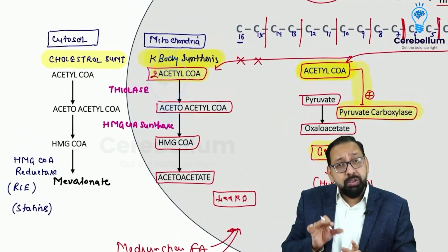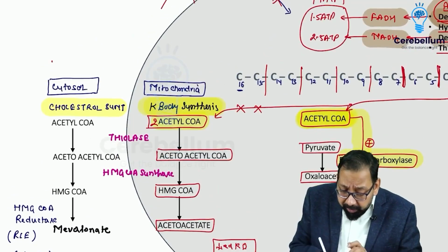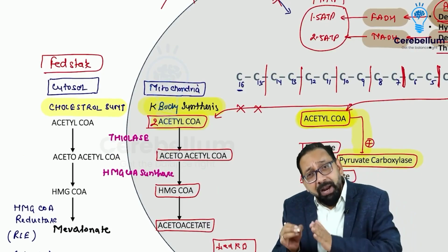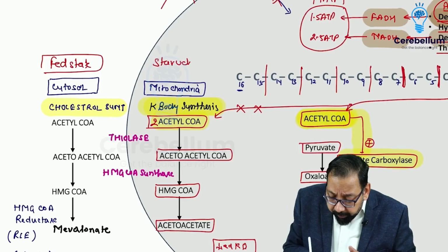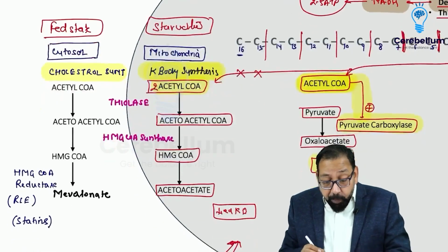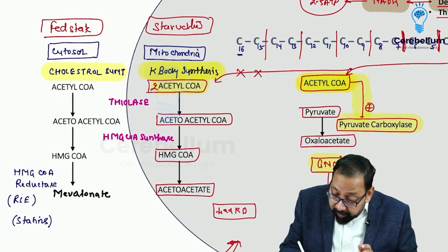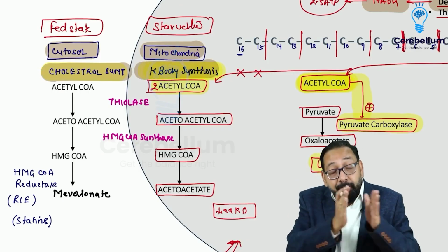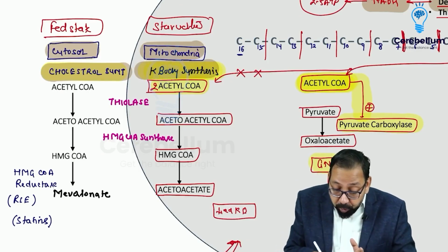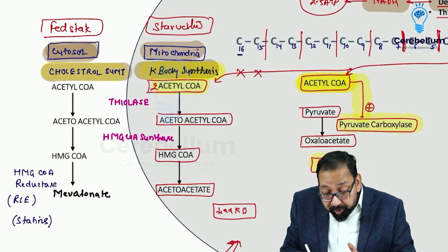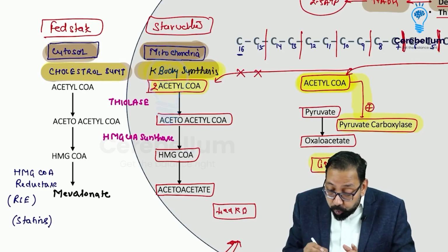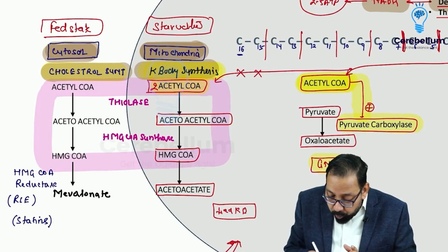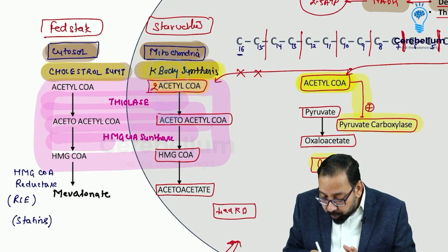Now, cholesterol synthesis occurs in the cytosol. It occurs in the fed state. Ketone body synthesis occurs in the mitochondria. It occurs in starvation. We found that although cholesterol synthesis and ketone body synthesis occur in different situations and different compartments, cholesterol synthesis in the cytosol and ketone body synthesis in the mitochondria, the first two steps I highlighted are common to ketone body synthesis and cholesterol synthesis.